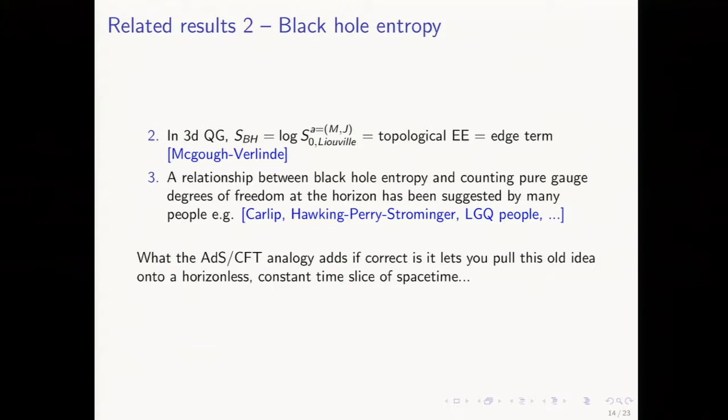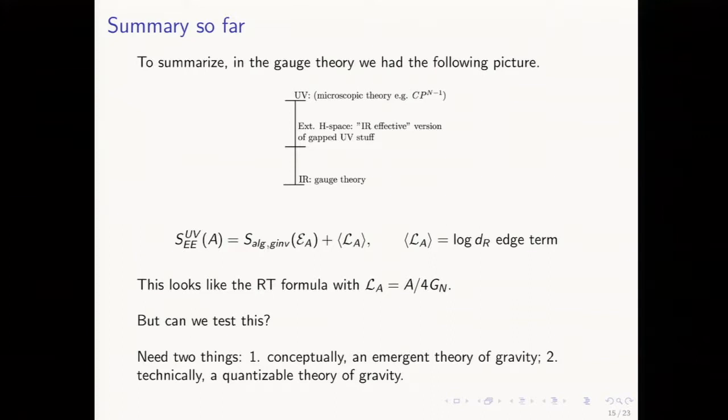Okay, so to summarize quickly again, here's the picture we have so far. In an emergent gauge theory, we can compute the entanglement entropy from the IR point of view by introducing this extended Hilbert space as a sort of IR effective version of our UV degrees of freedom. And the more speculative observation is that it looks kind of like our T formula.